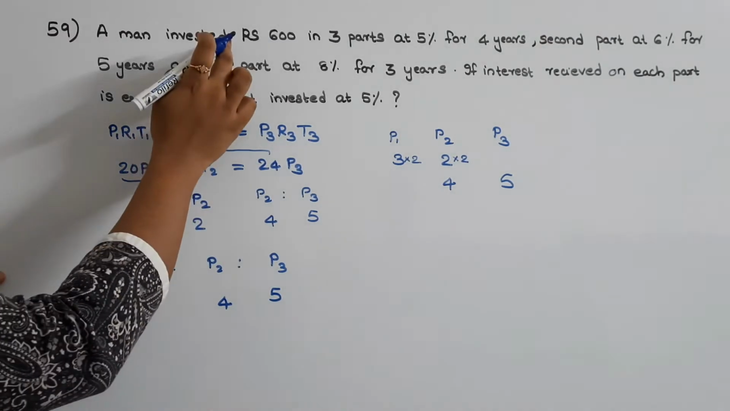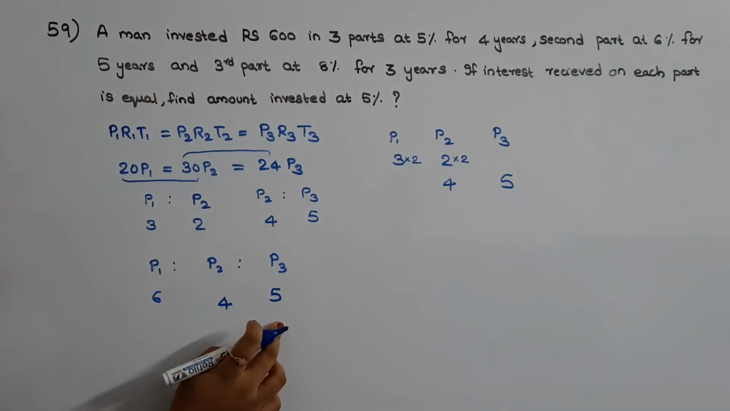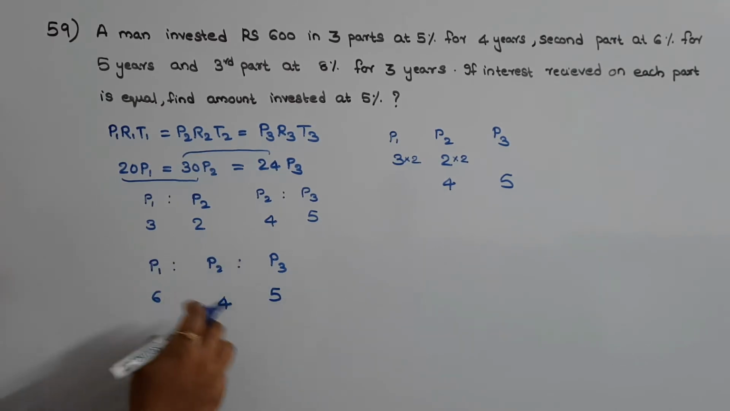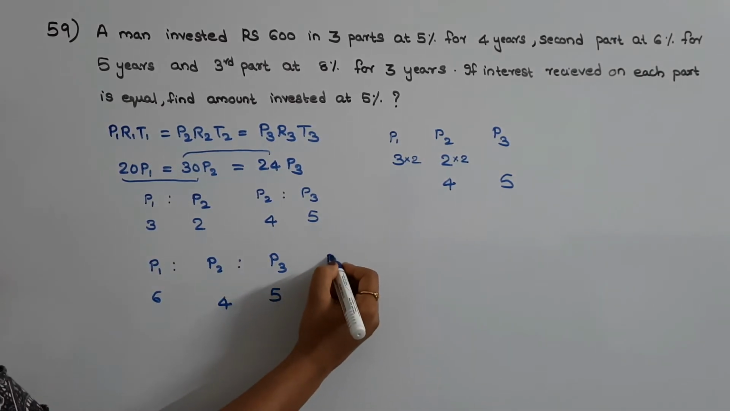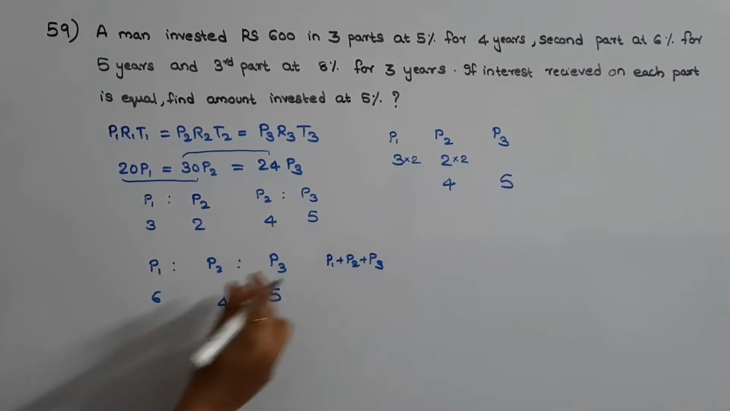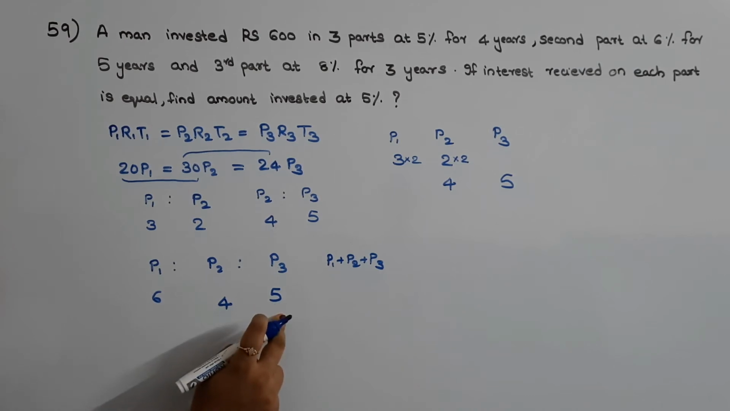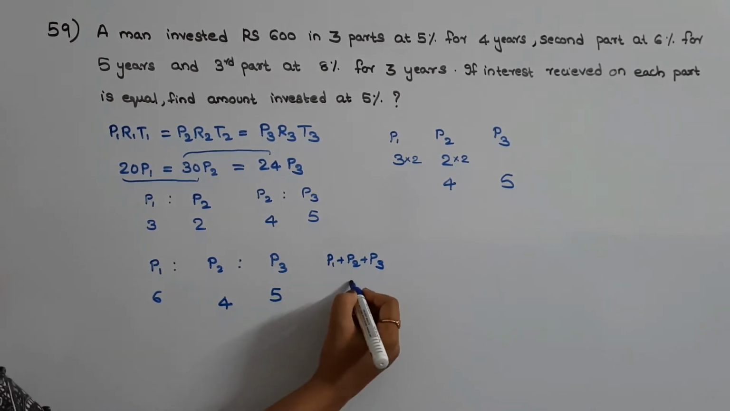Now in the question, the total principal is given as 600. Since the total principal is given, we need to find out the sum of the ratios of the principal. What is the sum of the ratios? That will be equal to P1 plus P2 plus P3, 6 plus 4 plus 5, that is equal to 15.